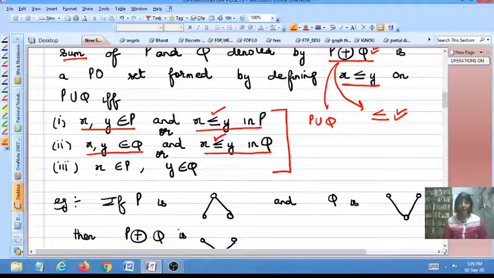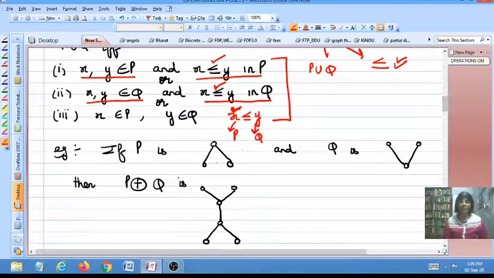Or it can happen that one is in P and the other is in Q. So X related to Y we are writing. Such elements can be related like this: X can be related to Y provided X is in P and Y is in Q, which means that the elements of P should be on the left and the elements of Q should be on the right. Then they can be related to each other.